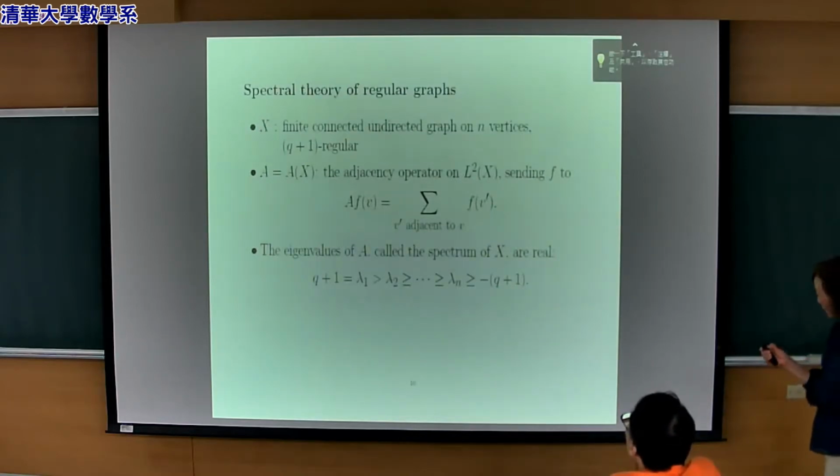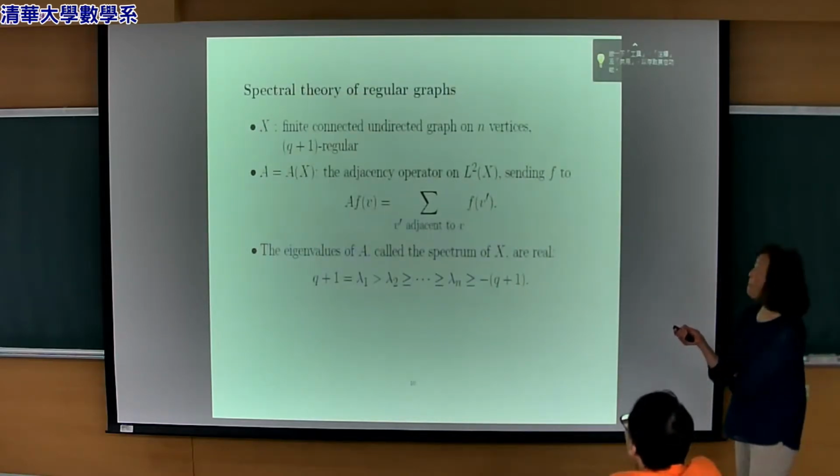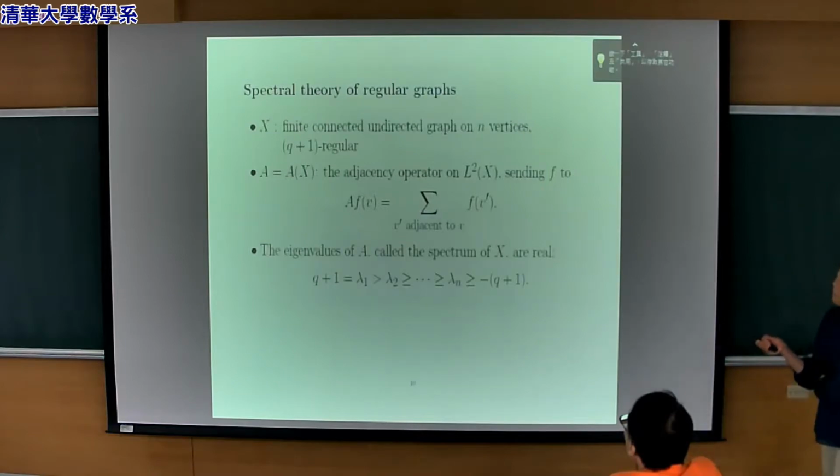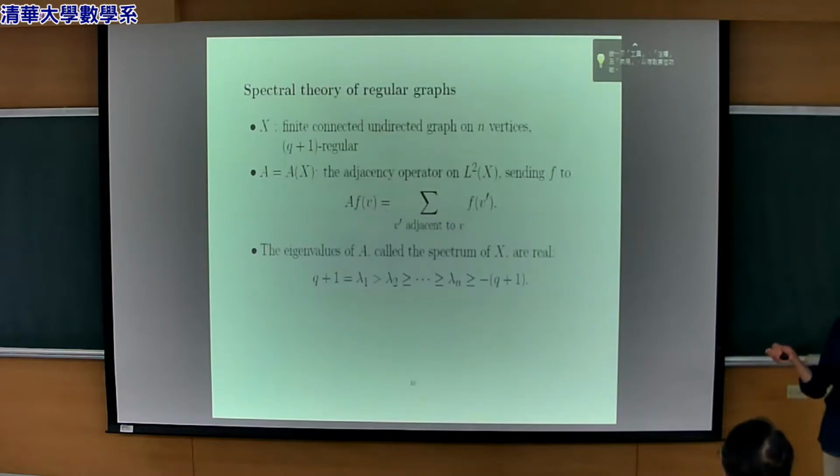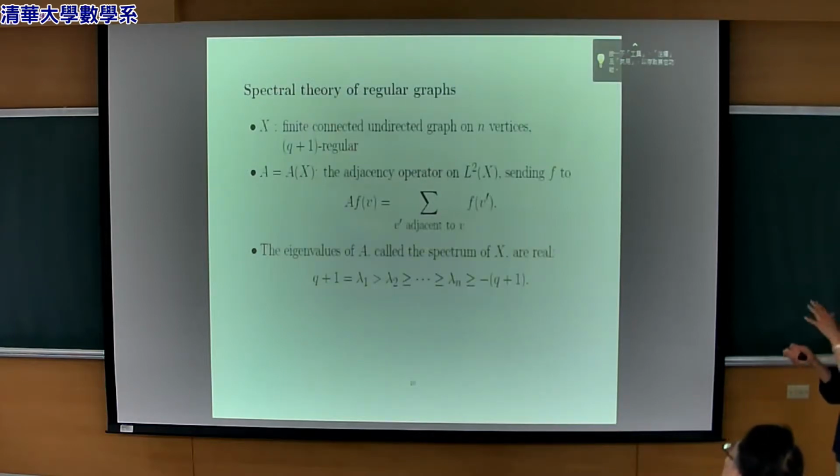So next, I'll go to the application. First, I'll go back to give a little bit of background about the spectral theory of regular graphs. So let's consider a finite connected undirected graph. Let's assume that it's q plus 1 regular. That means that each vertex has q plus 1 neighbors.